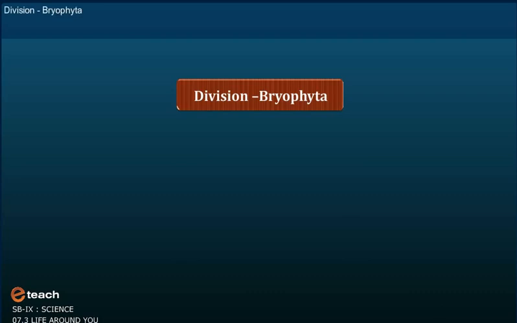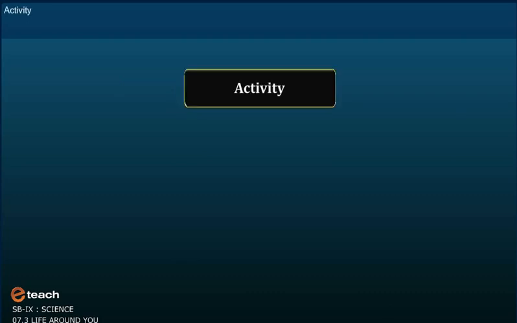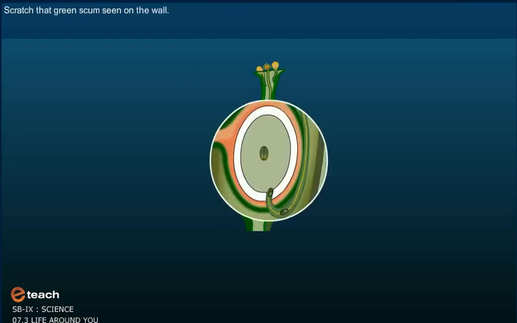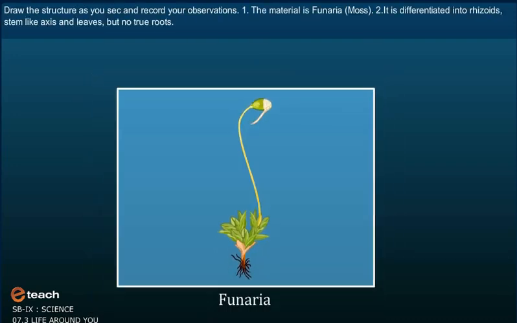Division: Bryophyta. Activity. Have you seen velvety green beds appearing on the walls or bricks in the rainy season or in a shady moist place? Scratch that green scum seen on the wall. Observe the material with the hand lens. Draw the structure as you see and record your observations.